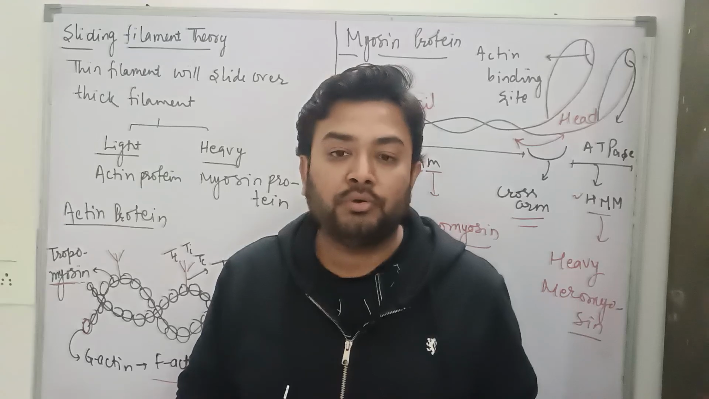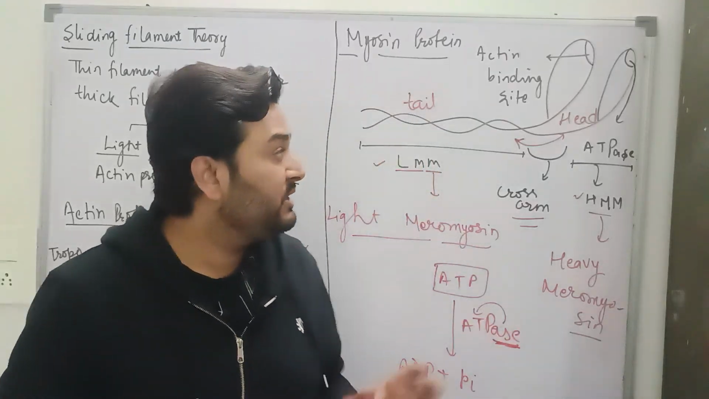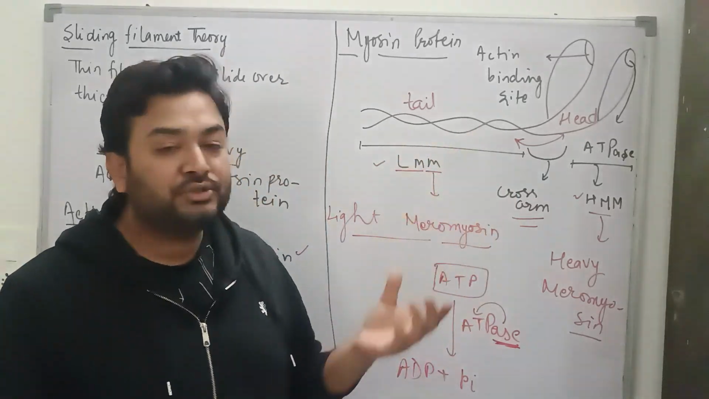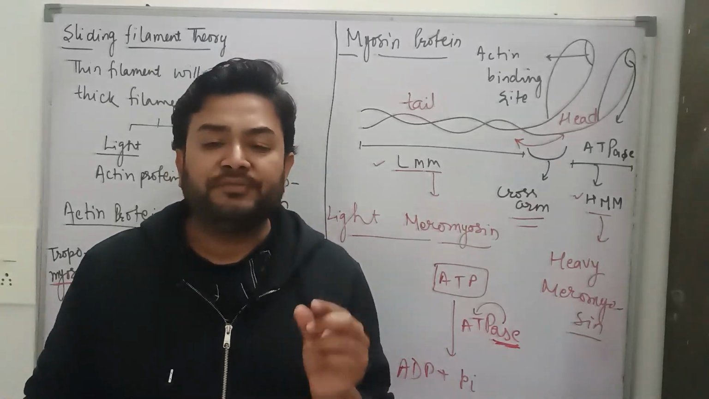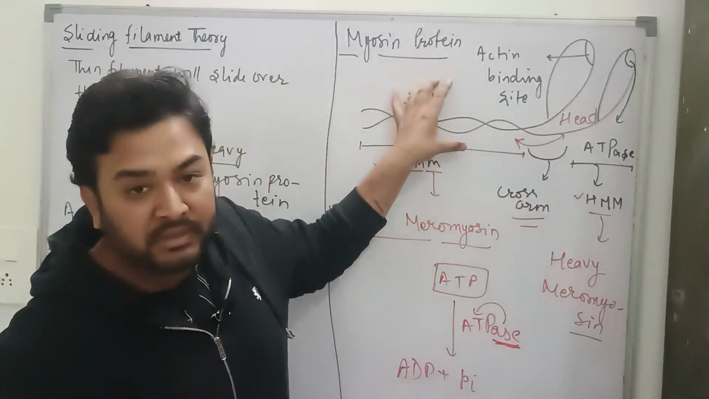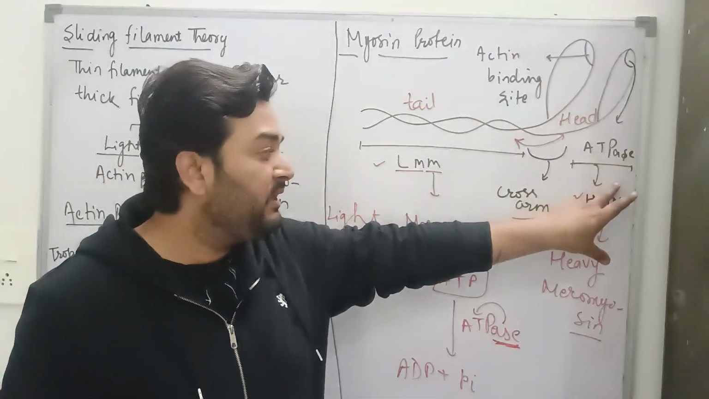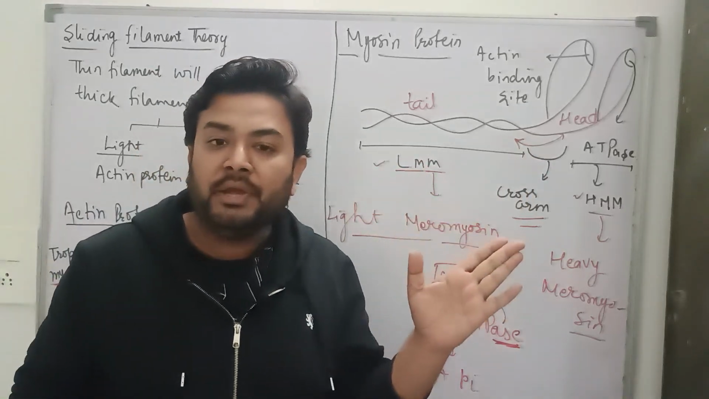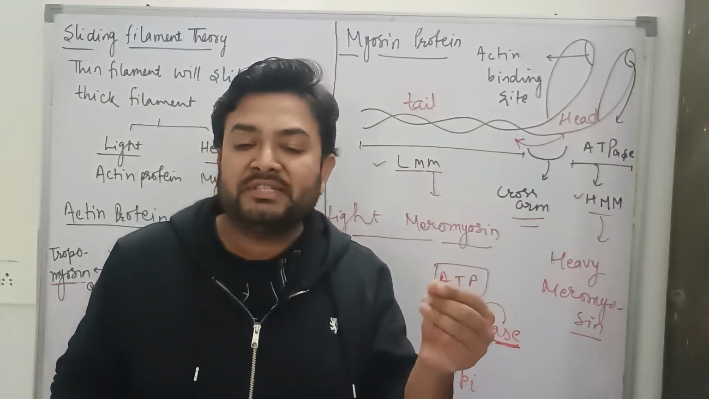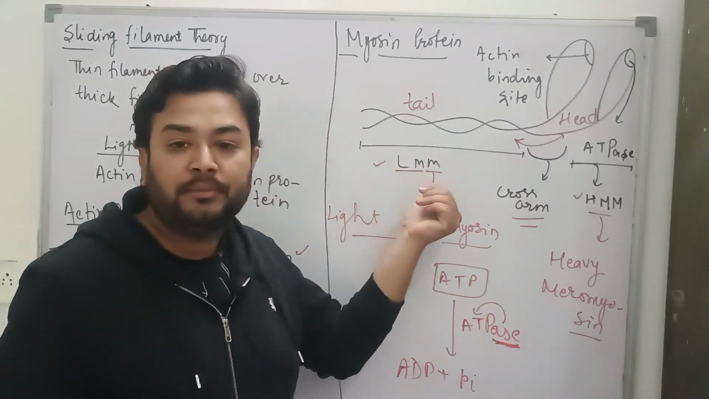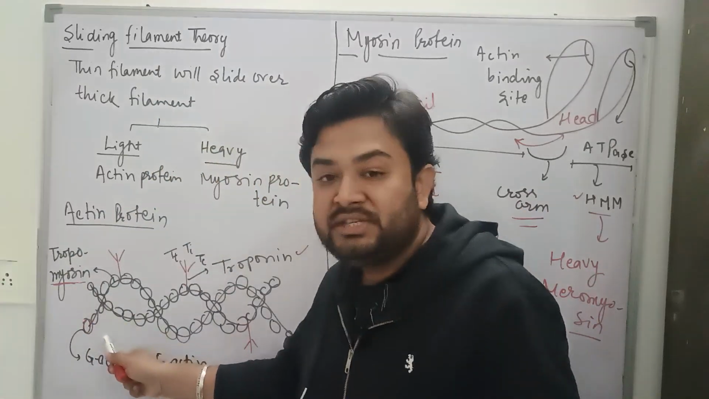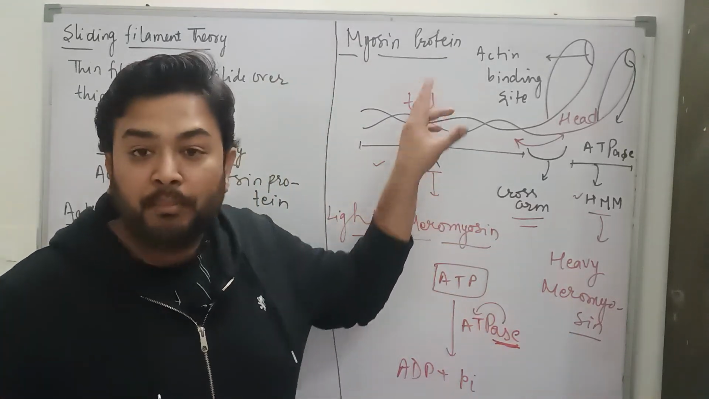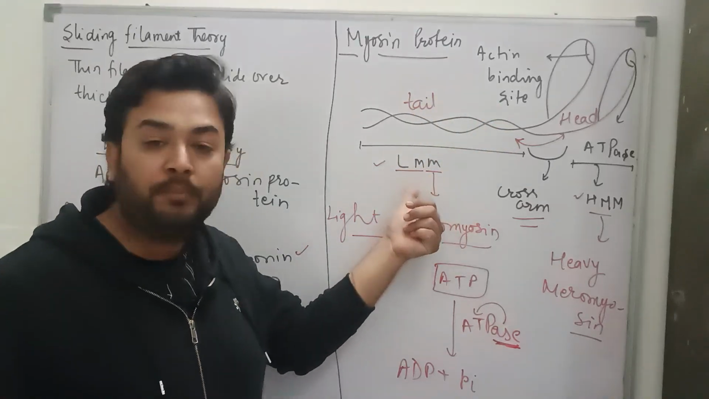Now let's talk about another type of protein, known as myosin protein, which is the heavy filament. The heavy filament consists of basically two parts: the light part, the tail part, and the heavy part. The light part is known as LMM, because of its lower molecular weight it is known as light meromyosin. F actin is a polymer of G actin, similarly myosin protein is a polymer of meromyosin.